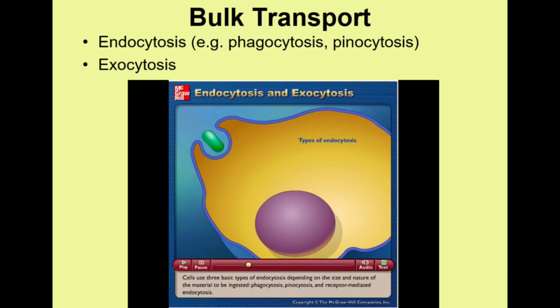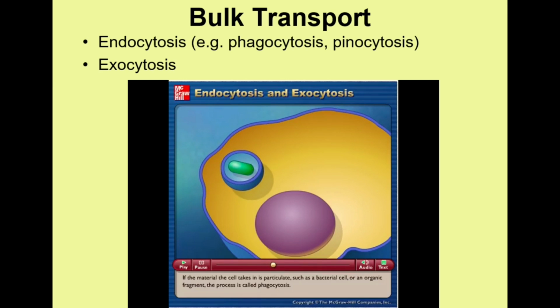Cells use three basic types of endocytosis depending on the size and nature of the material to be ingested: phagocytosis, pinocytosis, and receptor-mediated endocytosis. If the material the cell takes in is particulate, such as a bacterial cell or an organic fragment, the process is called phagocytosis.